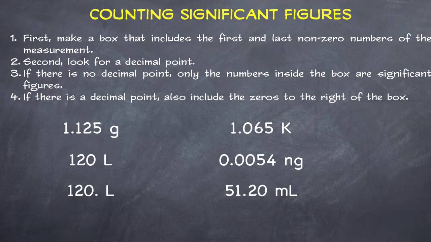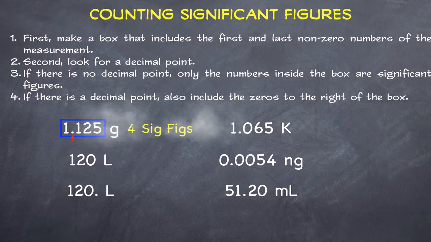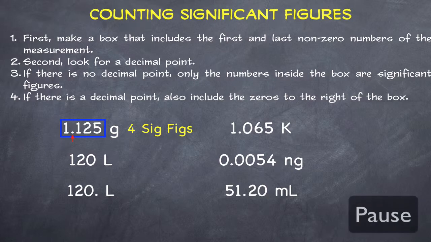Now, here we have 6 examples, and let's go ahead and do each one in turn. And for the first one, we go ahead and we put a box around the first and last non-zero digits, and we look for the presence of a decimal point. Now, there are no zeros, so there's not much point in finding the decimal point. And so this guy has a total of 4 significant figures. That's all the digits in the box count.